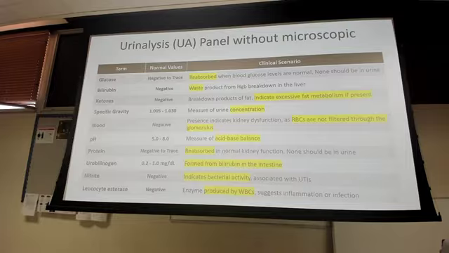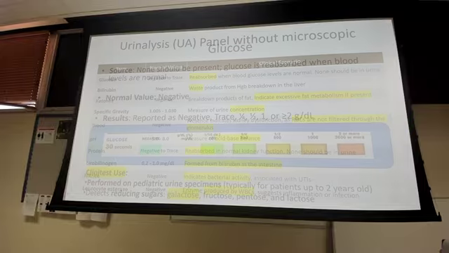Then you have blood, which we have talked about. Those RBCs that are not filtered through the glomerulus will be present if there are some abnormalities going on. You have your pH between 5 to 8. Protein, negative to trace. Urobilinogen is formed from bilirubin in the intestines. Nitrite indicates bacterial activity, and leukocyte esterase indicates white blood cell activity.